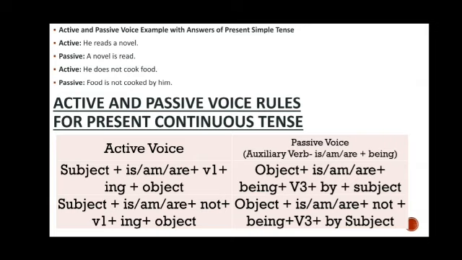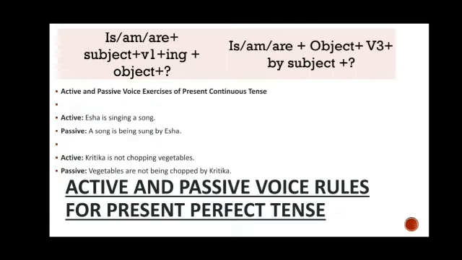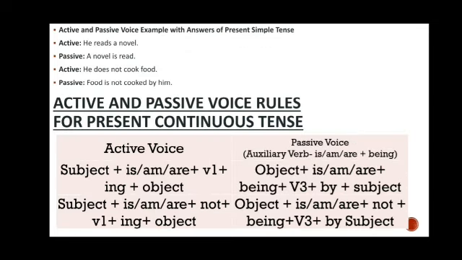Okay, now again these rules are given that I taught you earlier, so we will go through another. Okay, now it is continuous. In continuous what are we doing? See, in continuous, means for present continuous, subject is coming, is, am, are, verb first form plus ing.